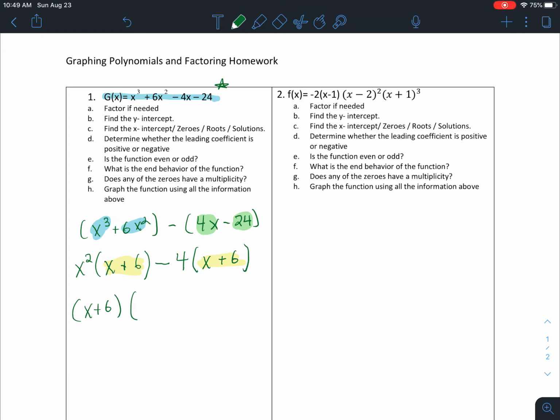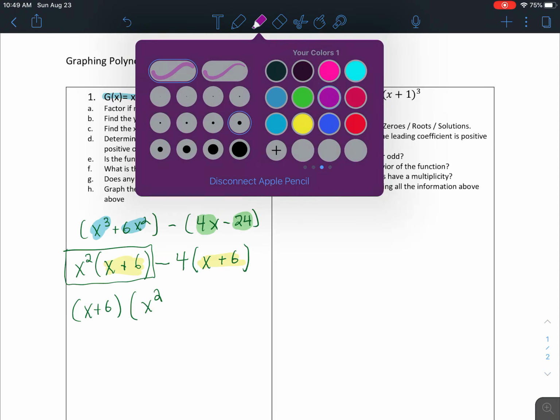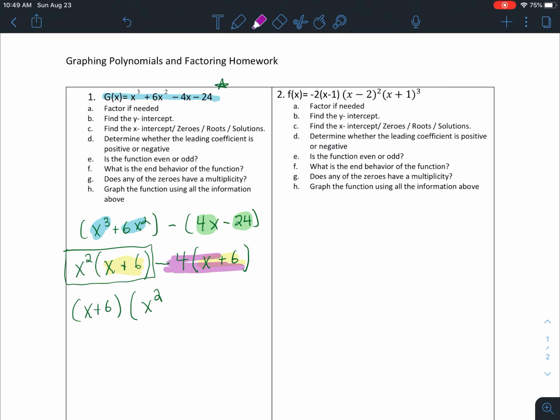And x plus 6 times what will give me this part is going to be x squared. And x plus 6 times what is going to give me this next part, which let me highlight in a different color. This part, I hope that we see that is -4. So that's like the mathematical explanation of why that works.